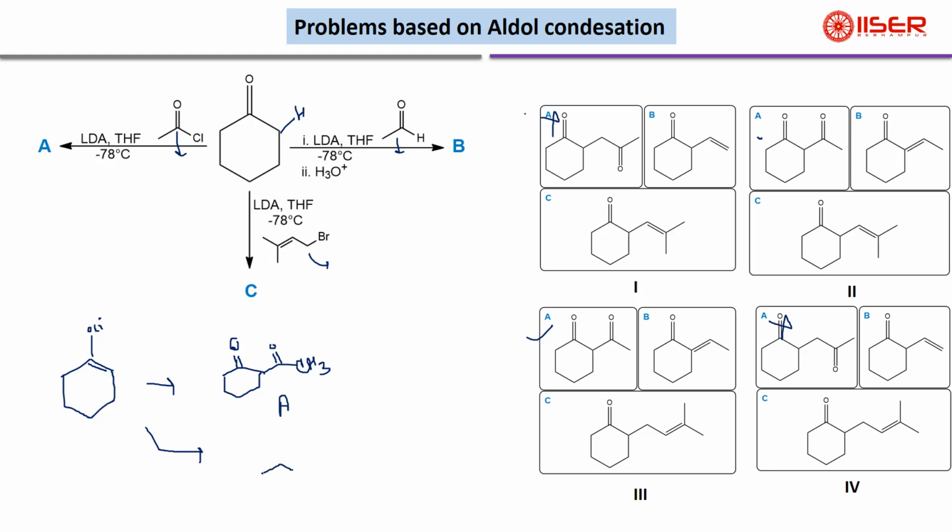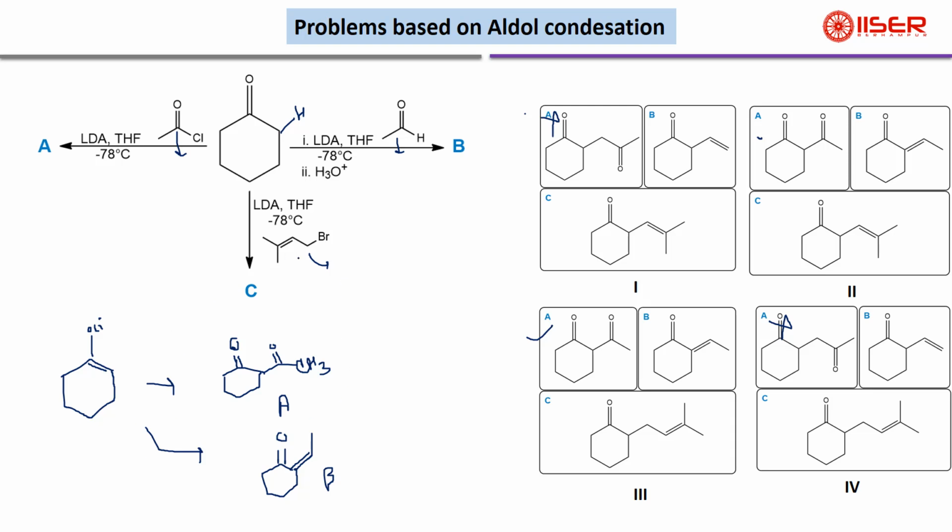Aldol. If it attacks this, it will be a double bond here and methyl. It will be a simple aldol condensation mechanism. I hope you will get an idea because you have solved many more questions based on this. So I'm just jumping to the answer. So this will be our B. So both of them have the same B. So the deciding factor will be the structure of C.